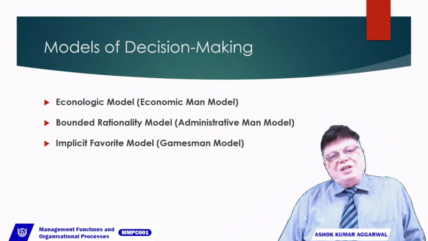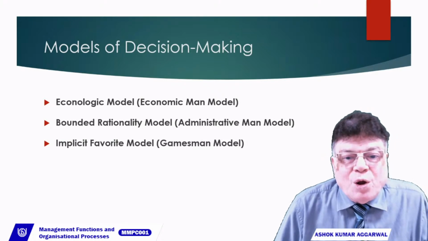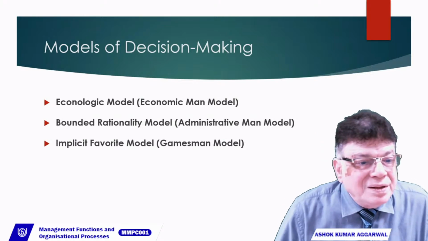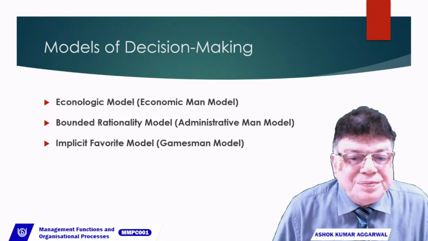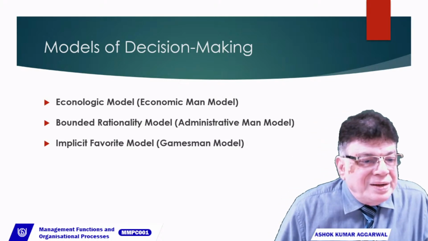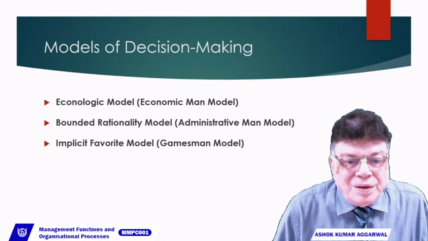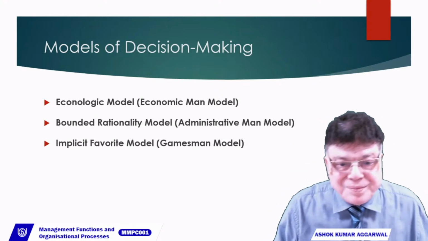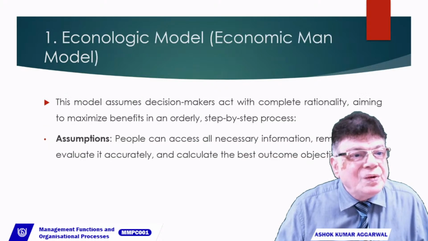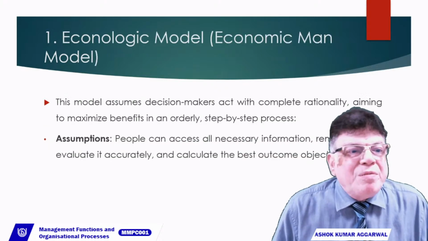So models of decision making are economic man model, then bounded rationality model, and administrative man model. Next is implicit favorite model, gamesman model. Economic man model.